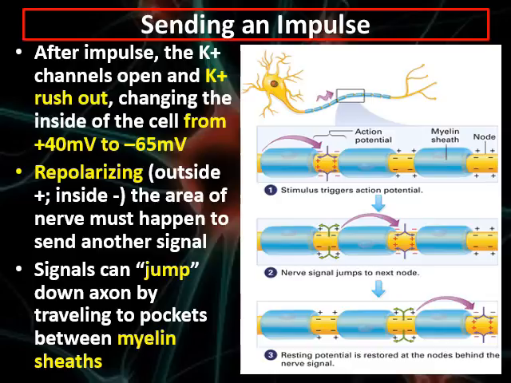So here's a nerve cell with myelin sheaths on it, and then here's one that does not have any myelin sheaths on it. So then if we do depolarization here, and we help depolarize the next section, and that helps depolarize the next section, and again, and again, we're moving down the axon at a pretty good speed, but we could do it faster. And that's where the myelin sheath comes in.